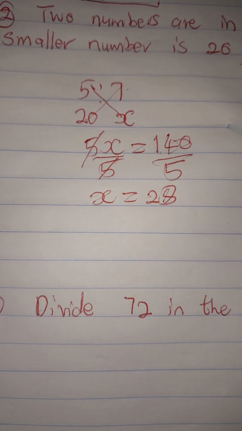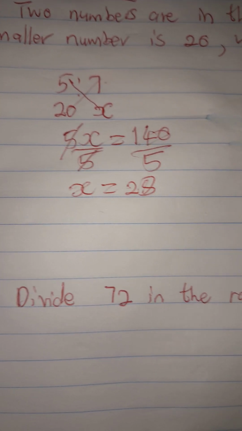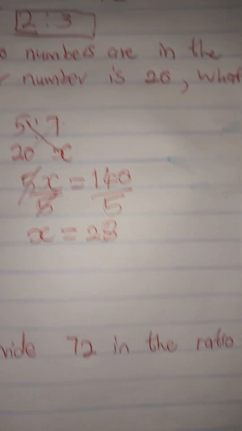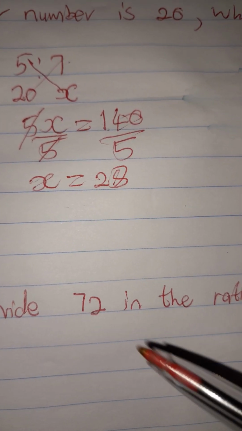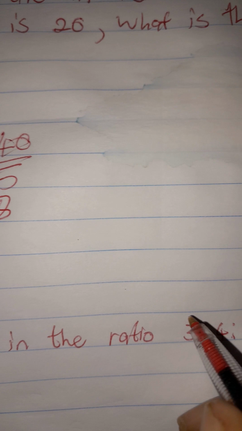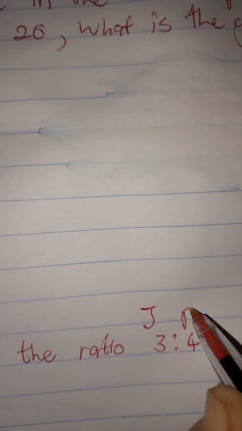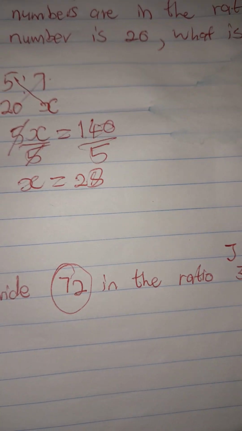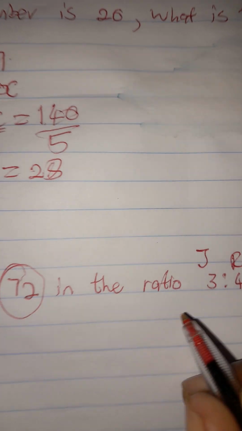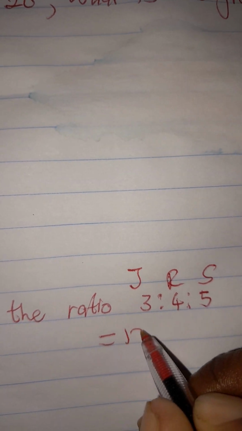The last question says divide 72 in the ratio of 3:4 and 5. It's like we are dividing 72 rand. Let's say this was James and this was Richard and this was Sally. We need to divide this money, 72 rand. Then how do we do that? We add all the parts of the ratio. 3 plus 4 is 7, plus 5 is 12.